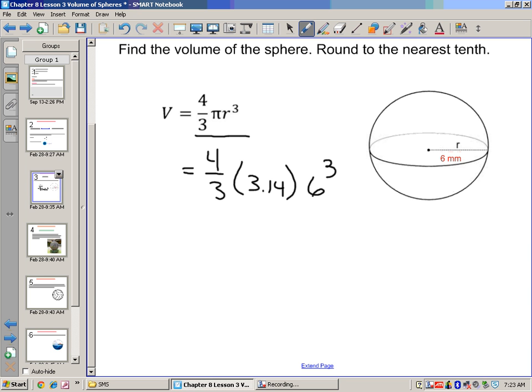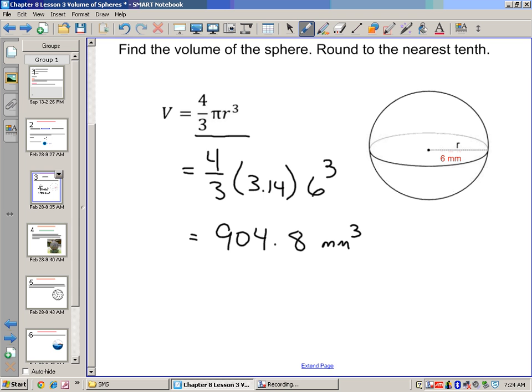So when you plug these into your calculator, 4 ABC 3 times 3.14 times 6 to the third power, we're going to get the volume is about 904.8 millimeters cubed. Once again, it's about, because we do have pi in our formula, so it's rounding. So the answer is about 904.8 millimeters cubed.